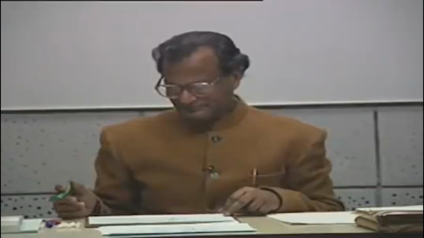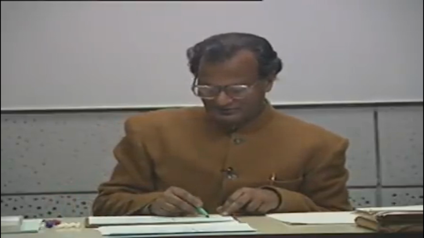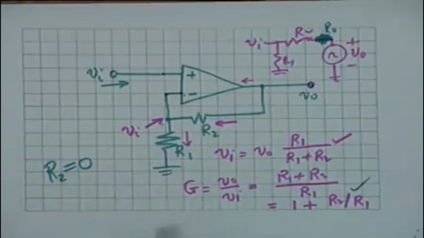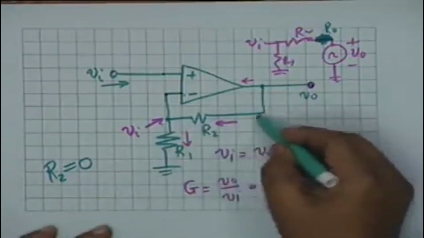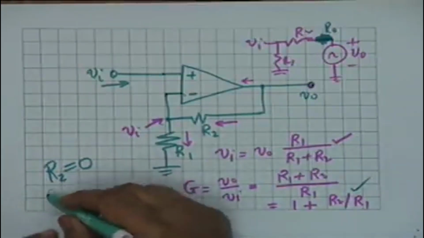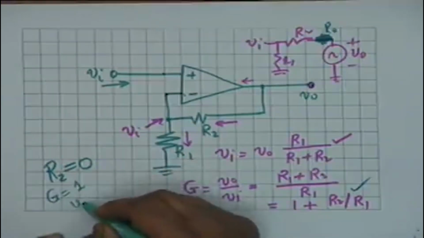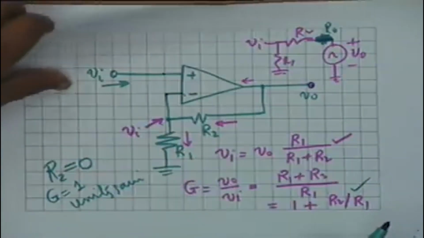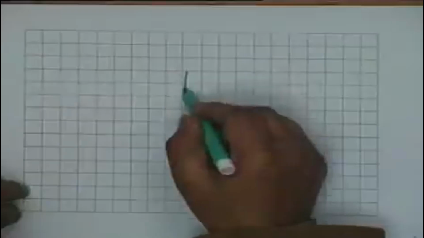Now look at this configuration again, and suppose R2 is equal to 0. In other words, this is directly connected, then the gain becomes plus 1. Is that correct? And therefore it is called a unity gain configuration, unity gain. This deserves a little more closer look. So let's draw it again here.